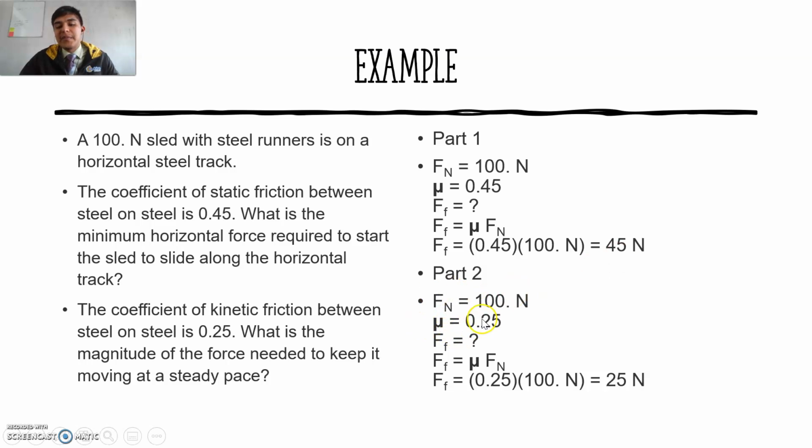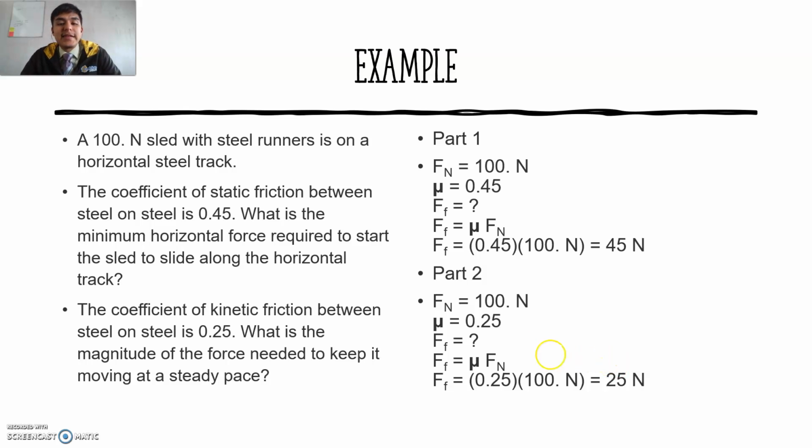Let's go with part number 2. One more time, our normal force is basically the weight of the object, 100 newtons. The coefficient of kinetic friction is 0.25. What is the necessary force to maintain the object's motion at a constant speed? One more time, we substitute the coefficient of friction and our normal force, and once we multiply it, we find that the necessary force equals 25 newtons.